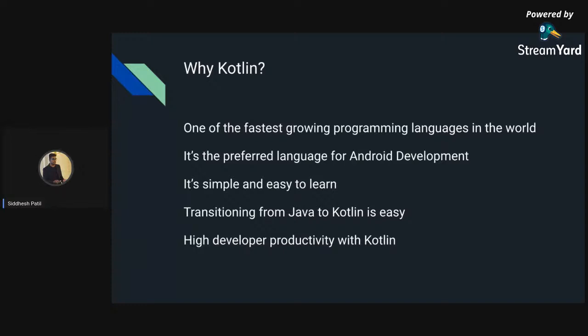It's fairly easy compared to other object-oriented programming languages, and we will see why that is the case as we dive deeper into the session. Transitioning from Java to Kotlin is fairly easy. If you're already a mobile developer, if you already know Java, then Kotlin is super easy to learn. So that's something you should look for if you already are a Java developer.